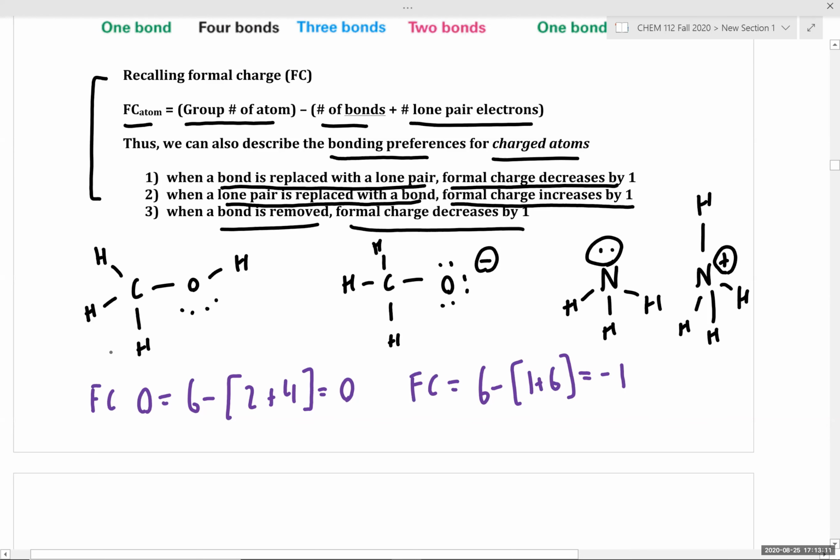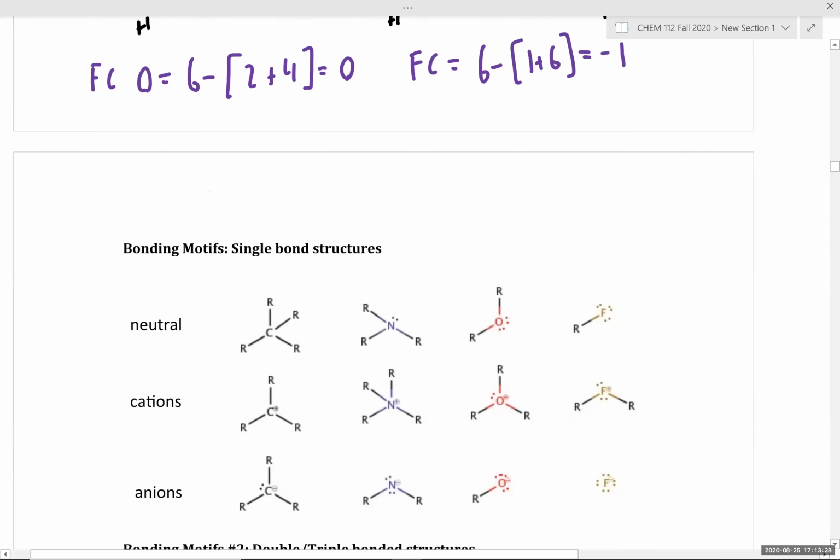Does this make sense to everyone so far? Does this idea of bonding preferences make sense to everyone? Any questions? Okay, it looks like everyone's comfortable with this, so let's keep going now.